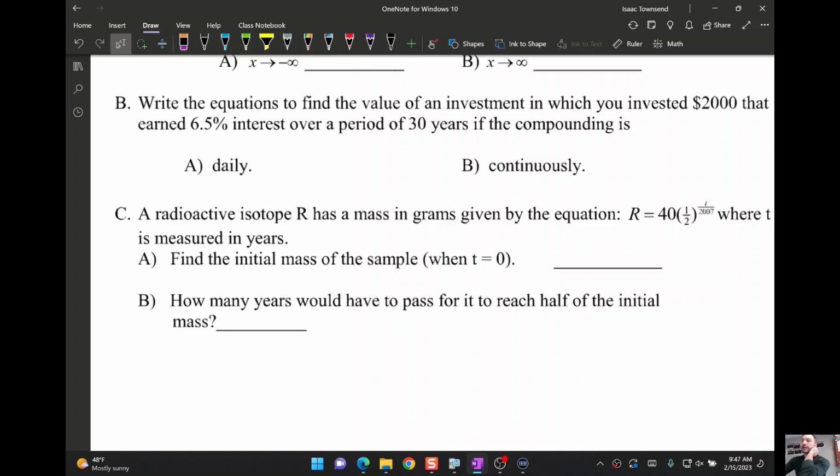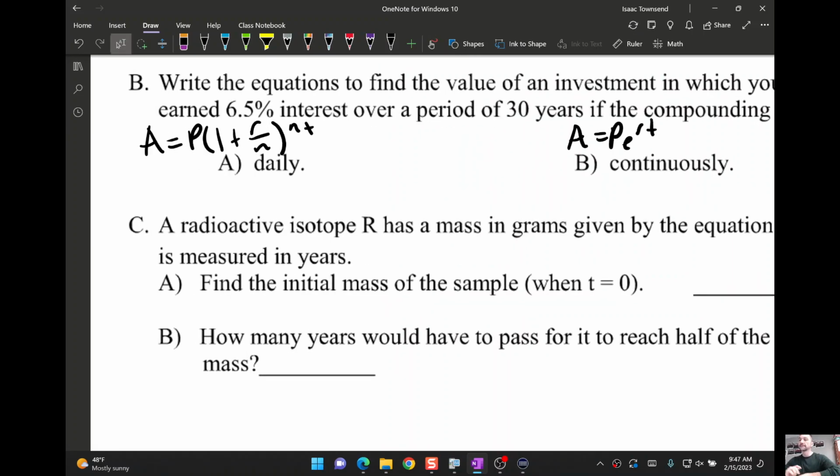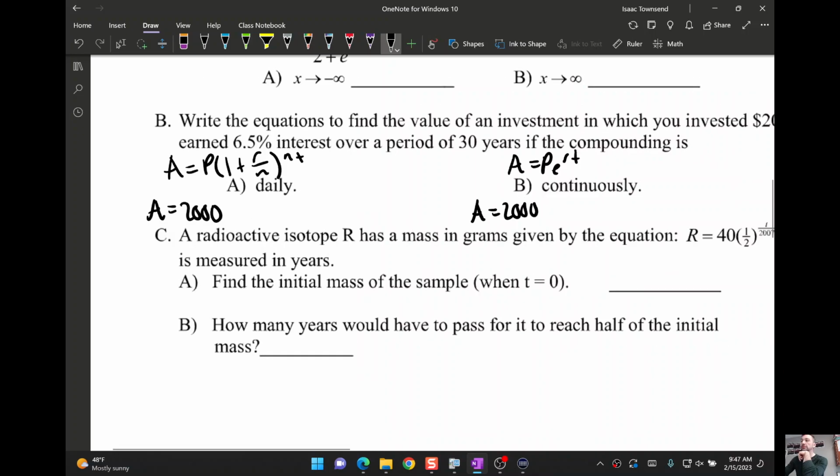So first off, if you are asked to compound continuously versus not continuously, you have to know Pert is the continuous one and Prt, if you want to call it, is the non-continuous one. You'd have to have those two memorized. Since they gave us a starting amount of 2,000, that would go in place of P, regardless of which formula you were using. I think it's 2,000, yeah.